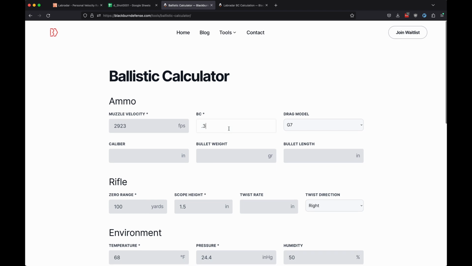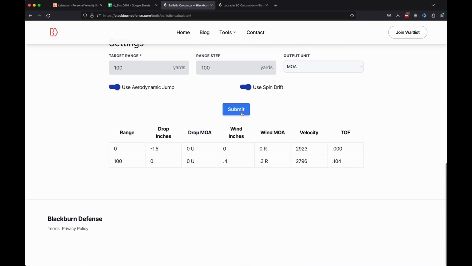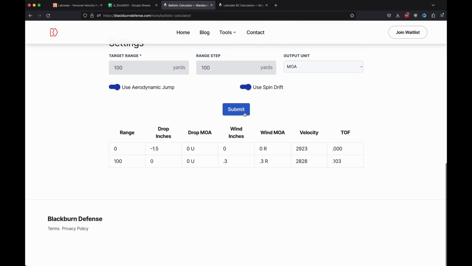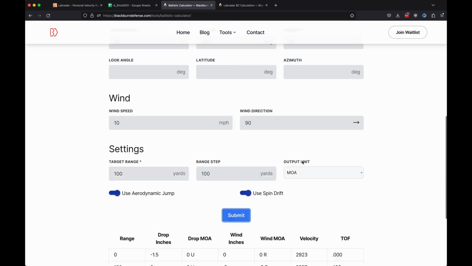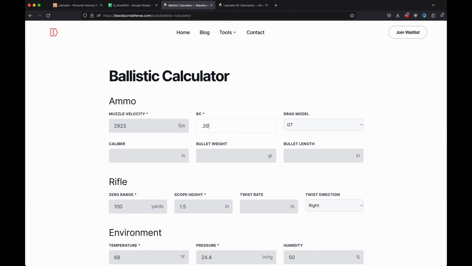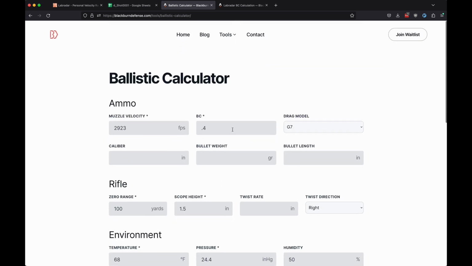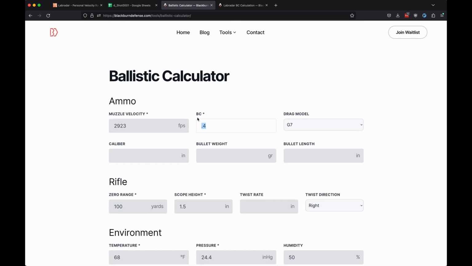So instead of 0.3, let's try 0.4. Oh, that's really close. We need to come down and try 0.395. Oh, wait. 0.4 was right, wasn't it? We were looking for 2828. So this tells us our BC is 0.4.